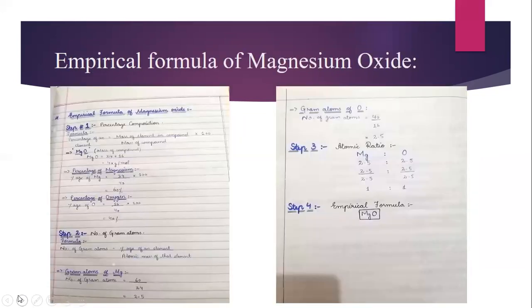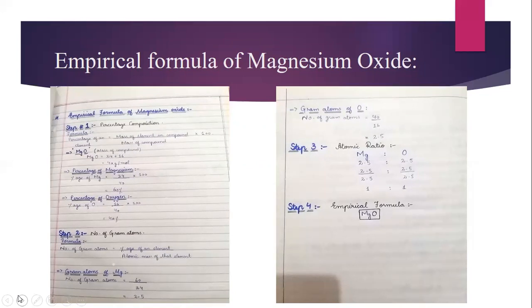Now let's move towards an example. Here we find the empirical formula of magnesium oxide. First of all, in step 1 we will find the percentage composition of magnesium oxide. We will find the percentage of magnesium and oxygen separately. The formula for percentage composition is mass of element in compound divided by mass of compound multiplied by 100. The molecular mass of magnesium oxide is 40 grams per mole. Percentage of magnesium is 60% and oxygen 40%.